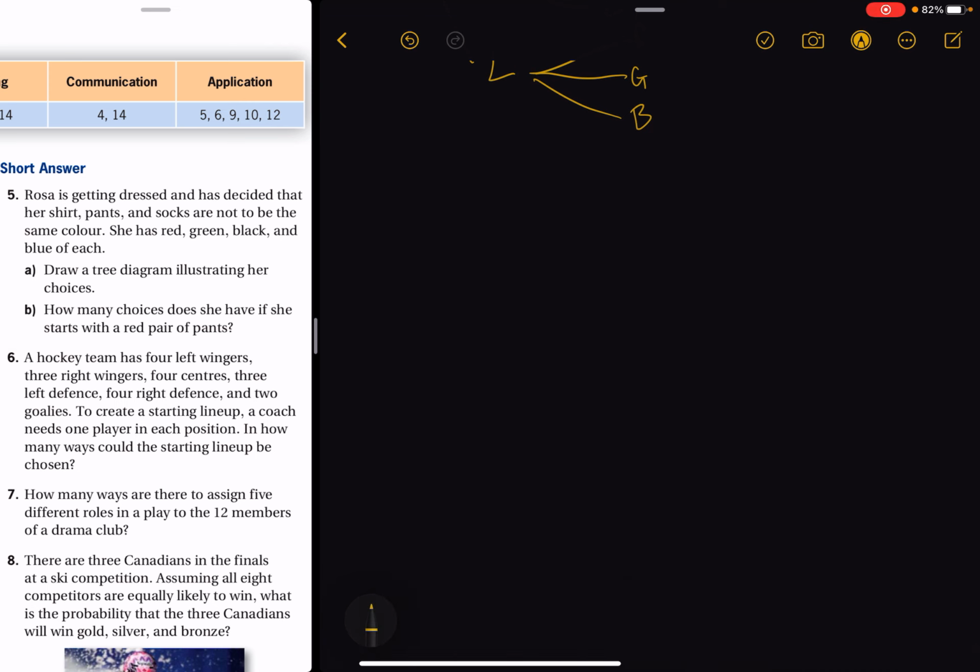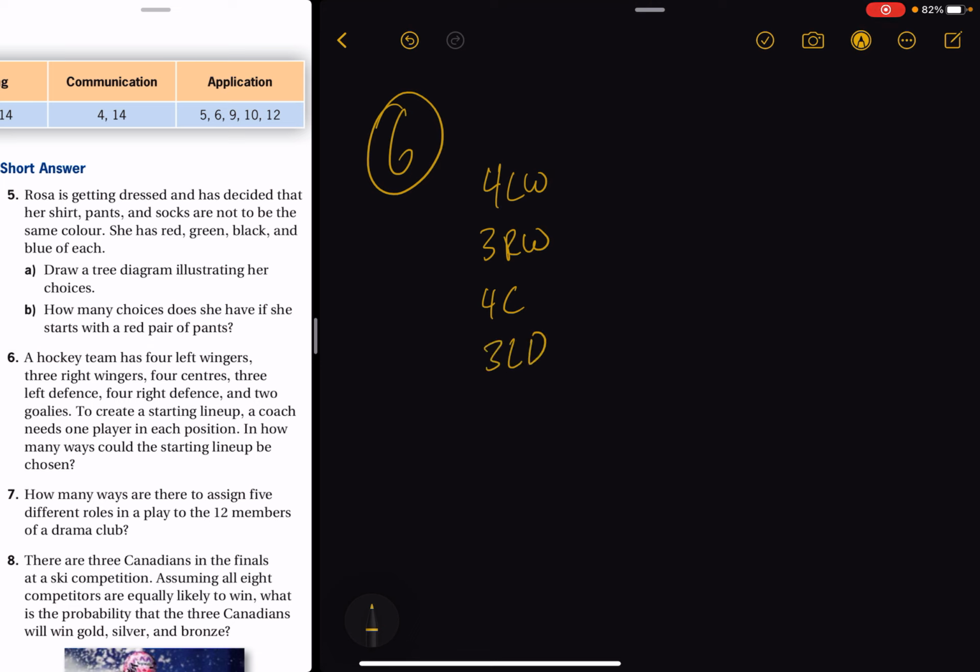It says a hockey team, question 6. A hockey team has 4 left wings, 3 right wings, 4 centers, 3 left defense, and 4 right defense, and 2 goalies. Okay. To create a starting lineup, a coach needs 1 player in each position. How many ways could this starting lineup be chosen?